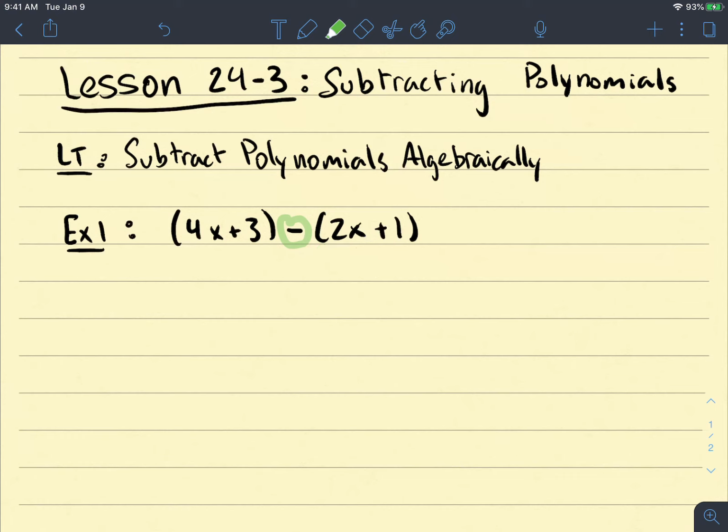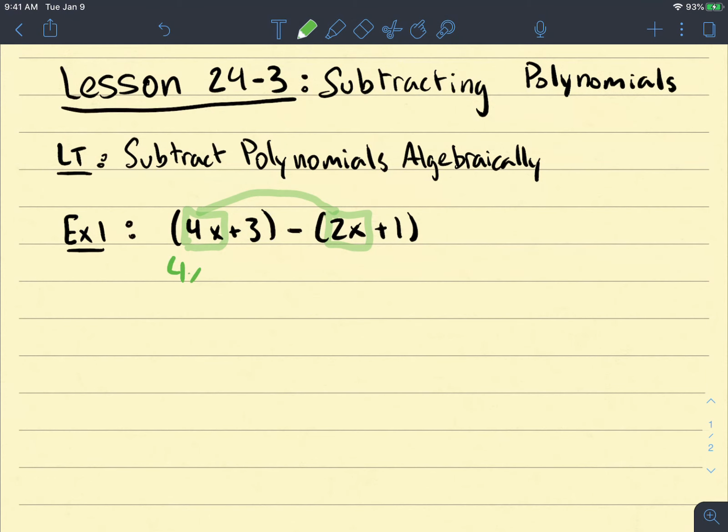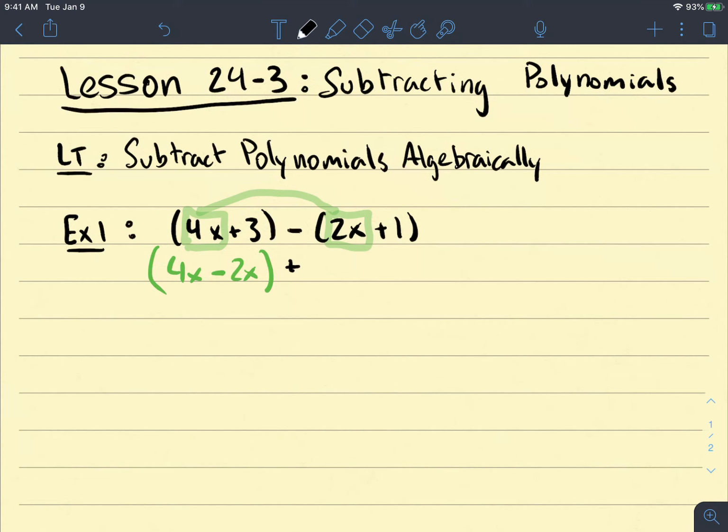So in this case, first we're going to look for our like terms. We have 4x, we have 2x. So the way we're going to write this is 4x minus, and this minus comes from here, 2x. All right, and then we're going to put parentheses around that. Then we're going to keep a plus sign, because that's how we separate our like terms. We could use either a plus or a minus, but we always use a plus.